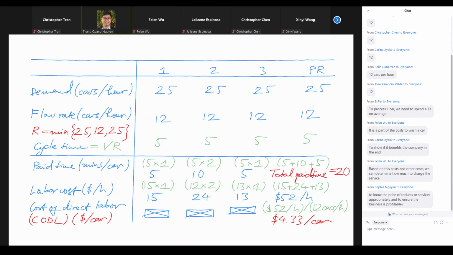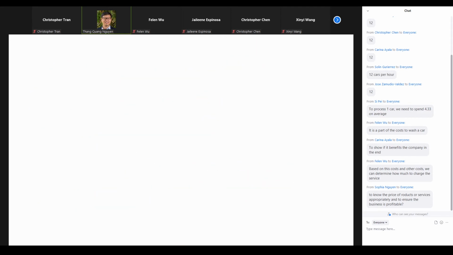All right, so let's continue with the next part of the table. Now we are ready to calculate the labor efficiency. Okay, so let's move on to the next part of the table.